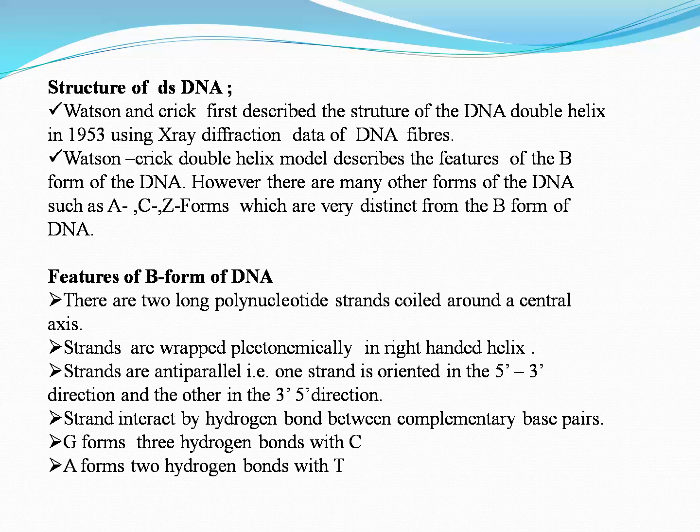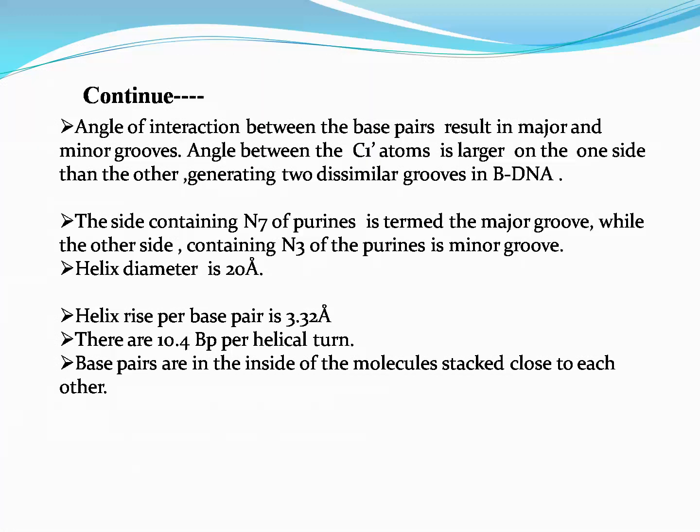The strands interact by hydrogen bonds between complementary base pairs. G forms 3 hydrogen bonds with C, and A forms 2 hydrogen bonds with thymine. G is guanine, C is cytosine, A is adenine, and T is thymine. We know this already. Okay, continue.